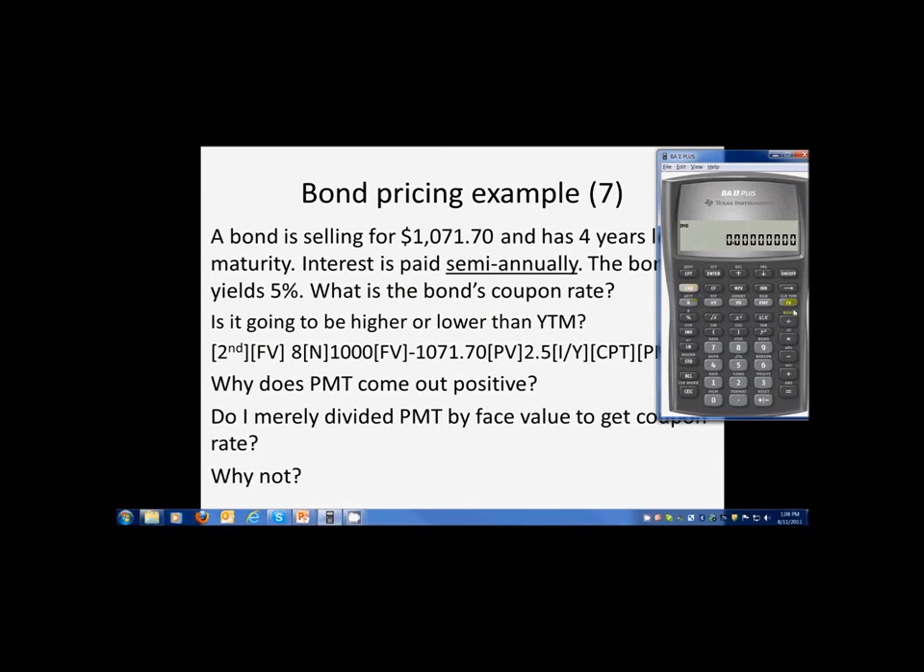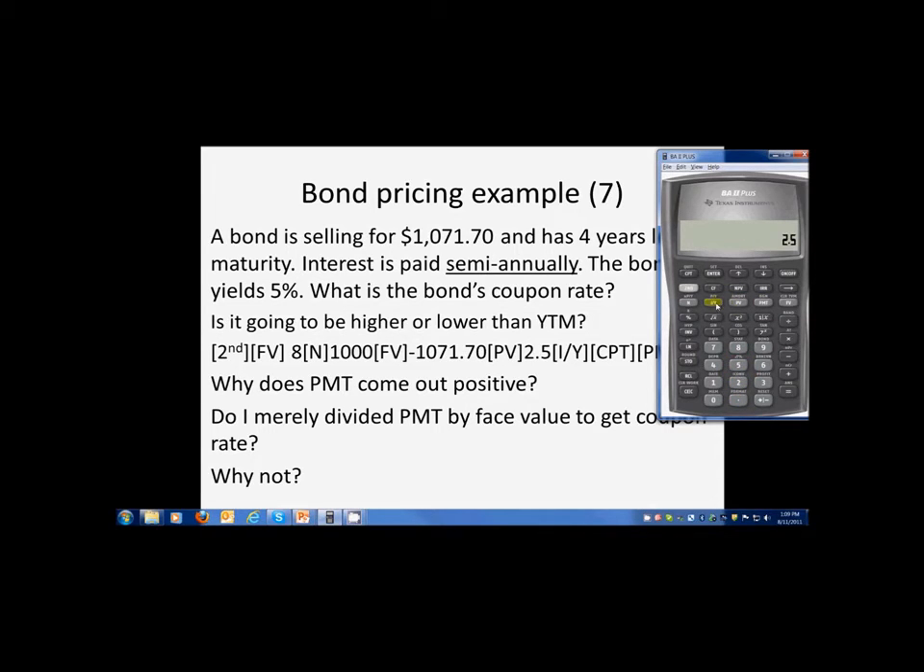First thing we want to do is clear the TVM. We've got N, 4 years with semi-annual coupons. That's 4 times 2. 1,000 is the face value. We just know that because it's the default assumption. The present value is 1,071.7. Remember to put your negative there, present value.